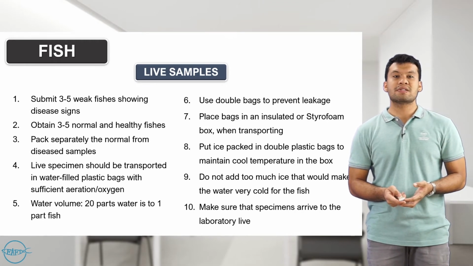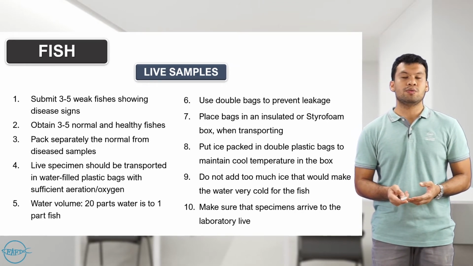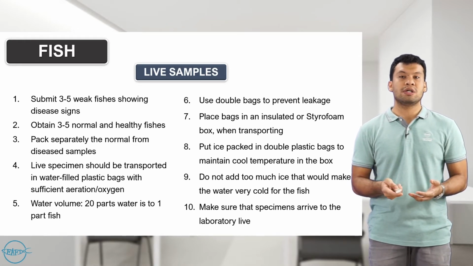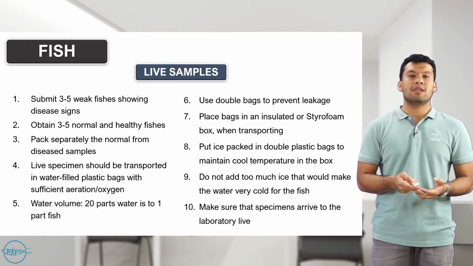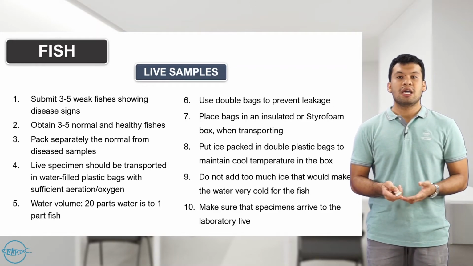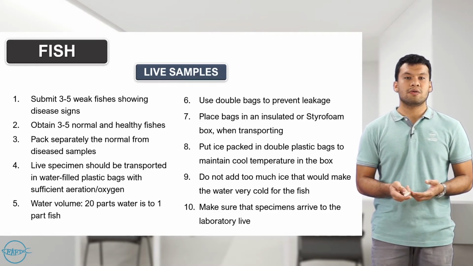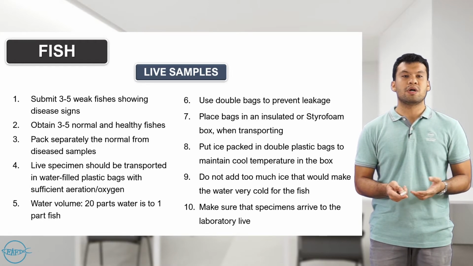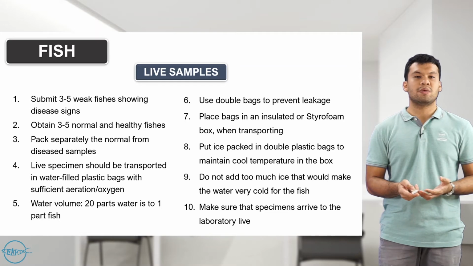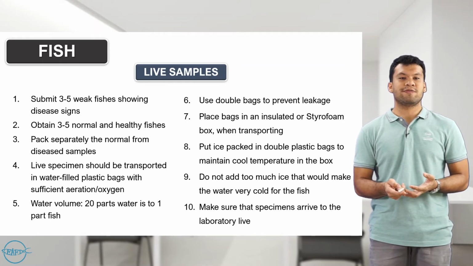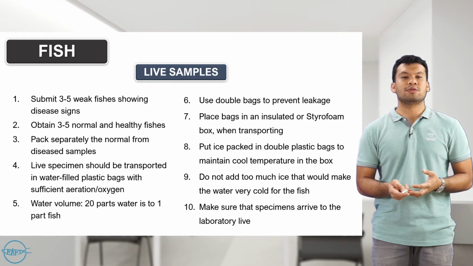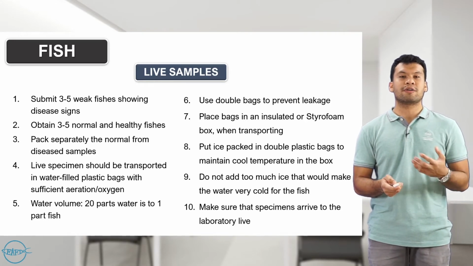So if you try to send live samples, we need to secure at least 3 to 5 weak fish or deceased samples, and then obtain 3 to 5 normal or healthy fish. You need to pack them separately, the normal ones from the deceased ones, and transport them in water-filled plastic bags with sufficient aeration.